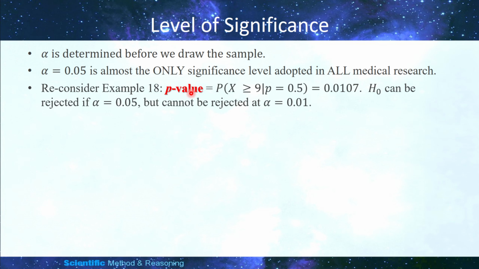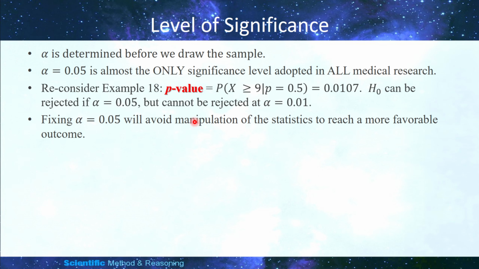Now we consider example 18, a p-value with x equals 9. The probability of x greater than or equal to 9 under the null hypothesis is 0.0107. Okay, so the null hypothesis can be rejected if we set alpha to be 0.05. But the null hypothesis cannot be rejected if we set alpha equals 0.01, because the p-value 0.0107 is greater than the level of significance, alpha. So the null hypothesis cannot be rejected.